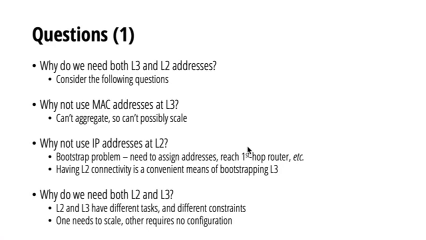So, to recap the answer, why do we need both? They do different tasks for us under different constraints. We need L3 to scale. We need this hierarchical assignment of addresses, which is what rules out MAC addresses. But on the other hand, we like the fact that L2 networks have this plug-and-play or configuration-free operation. And so that's very useful for bootstrapping L3. Does that make sense?